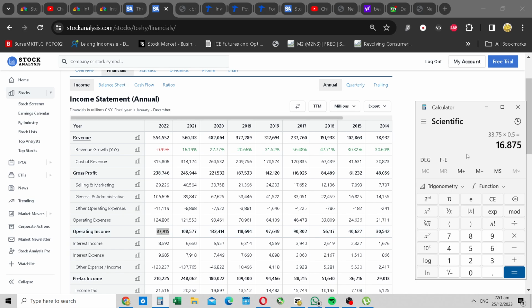For me, no, I'm not going to sell Tencent. I look at the value. I give it a double discounted value, and I still get 17. I'm going to ride it out.